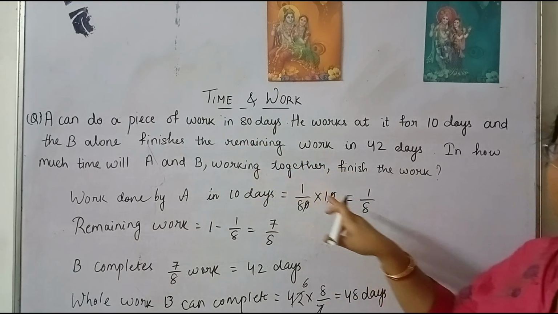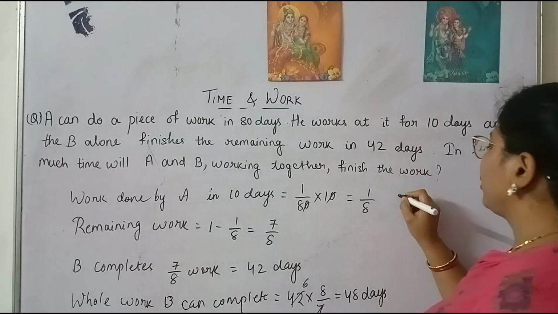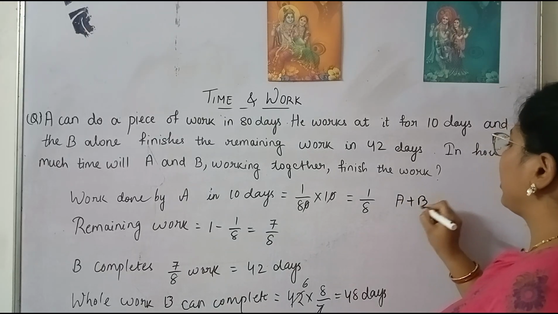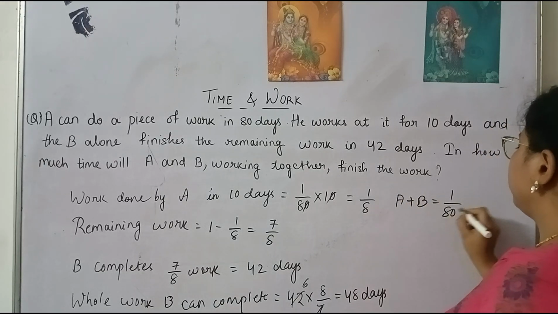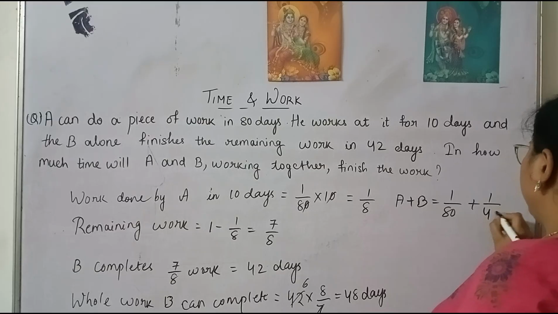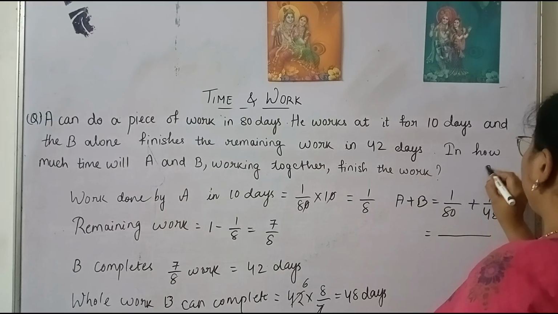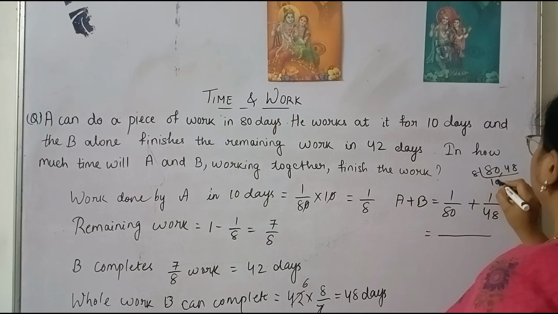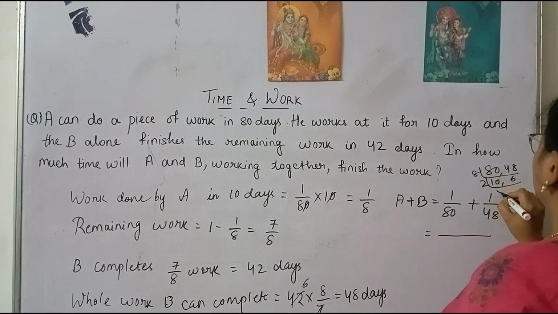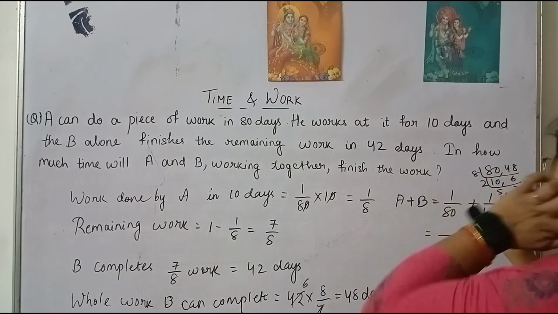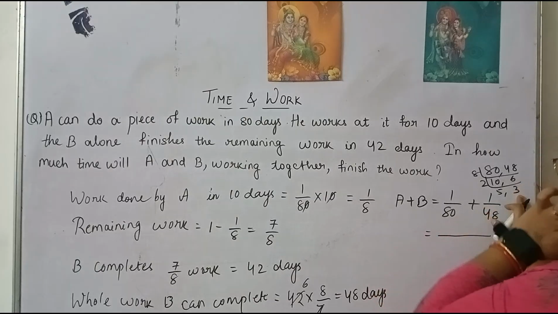Our question is to find if they work together. So let's find for A and B working together. That is 1 by 80 plus 1 by 48. What is the LCM of 80 and 48? We have to find it first. So 8 10, 8 6, then 2 5, 2 3. So this will be 8 into 30, that is 240.